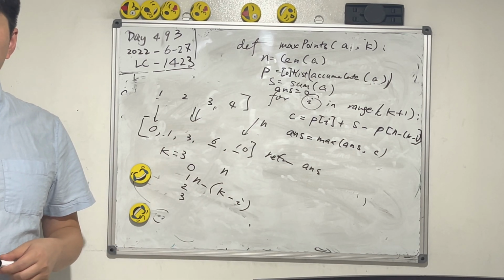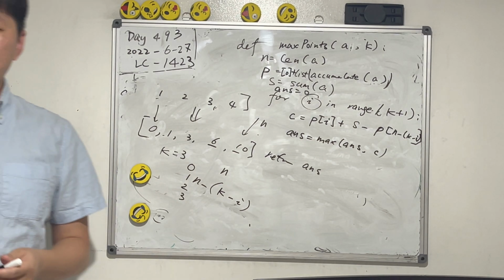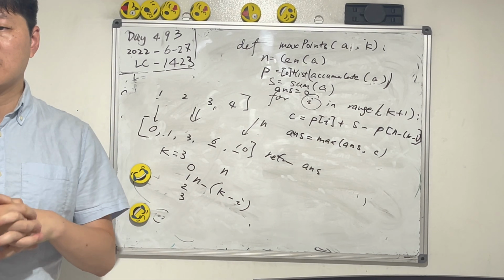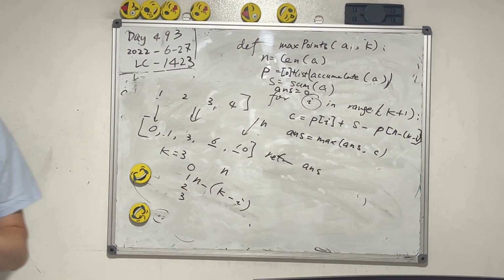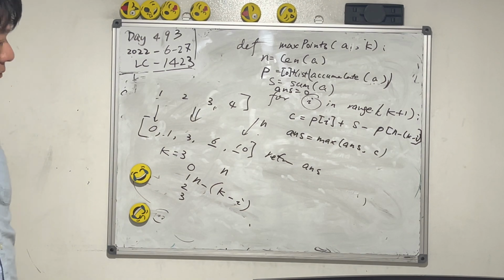A different algorithm. Okay, so what are the two approaches? What's the difference between these two approaches? That one has accumulate. Accumulate is basically like 0, 1, 3, 6, 10.